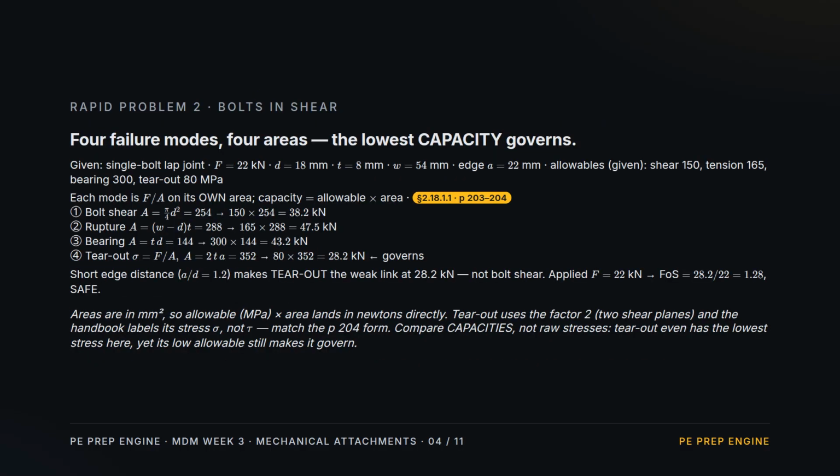Problem 2. Bolts in shear. The gate is 4 modes on 4 different areas. Never reuse one. Bolt shear on the round cross-section, rupture on the net section, bearing on the projected rectangle, tear out on 2 shear planes. A mode's capacity is its allowable times its own area, and the lowest governs. Here the edge distance is short, so tear out is the weak link, not bolt shear. The joint passes with a factor near 1.3. Rank by capacity, never by raw stress.